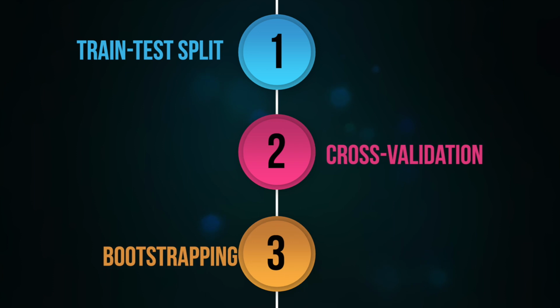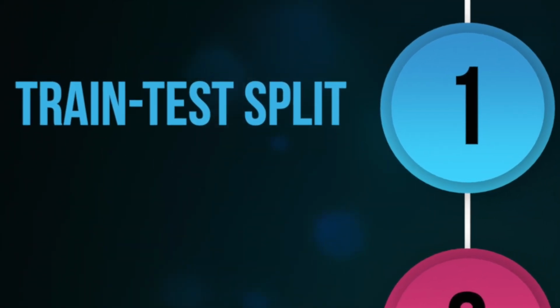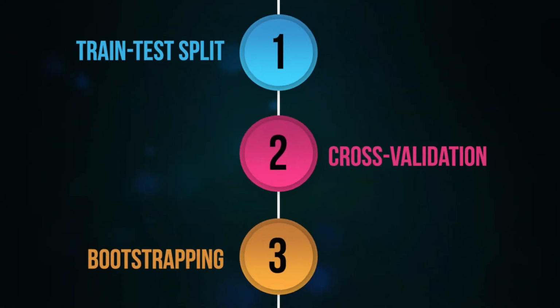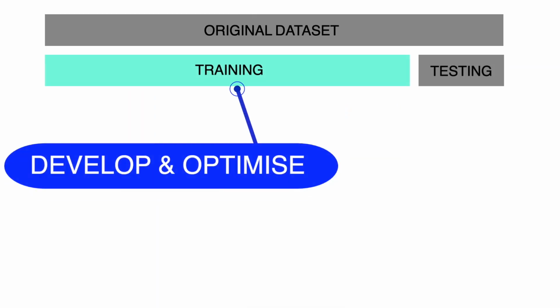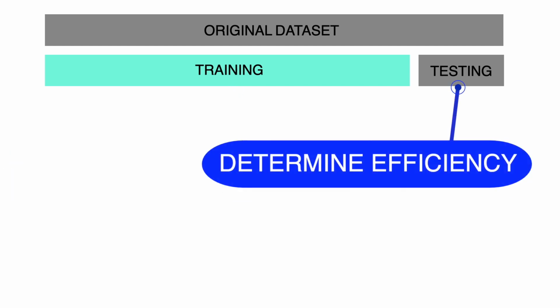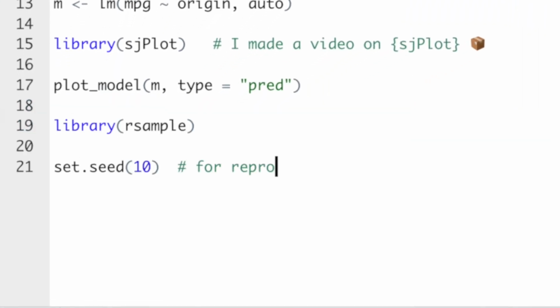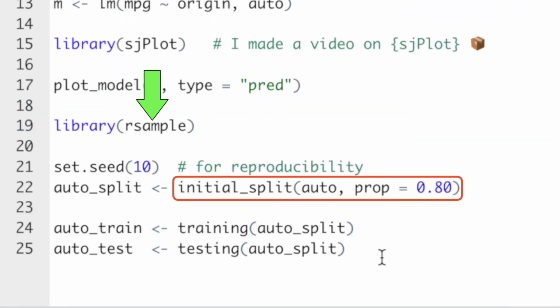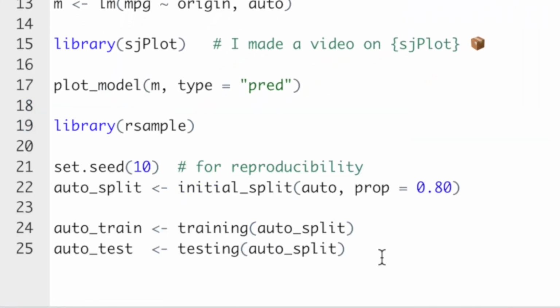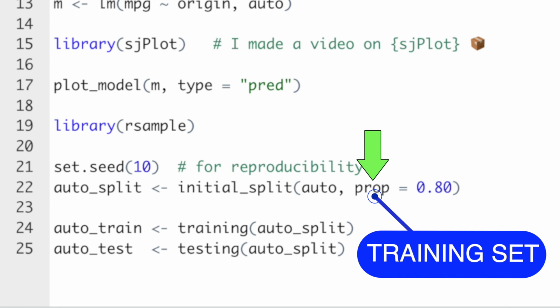One way to validate our model is to split our data into two distinct datasets, the training set and the test set. That would allow you to develop and optimize the model with training dataset and use test dataset to determine the efficiency of your model. The function initial split from resample package splits data for you. You just give it the name of your dataset and the proportion you want to allocate into the training set. 80% is usually a good choice.